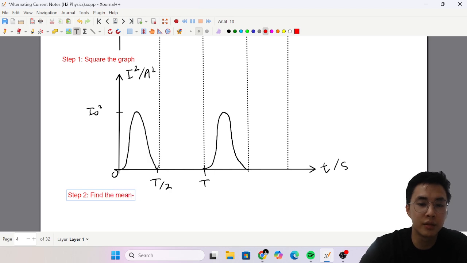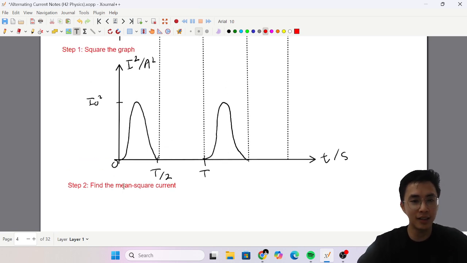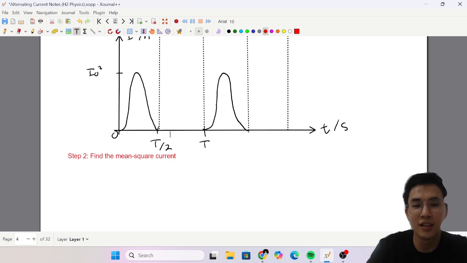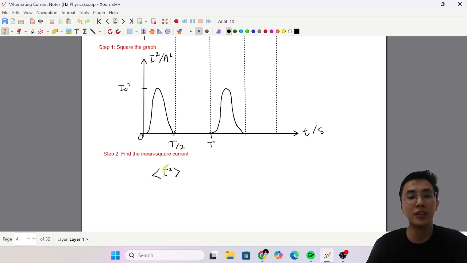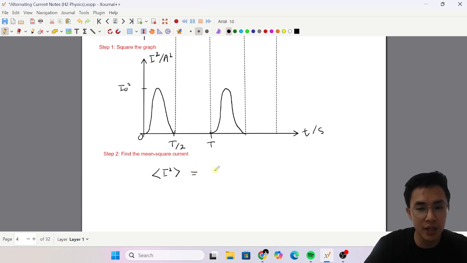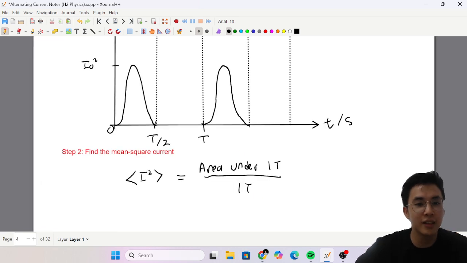Find the mean square current. Basically, after step 1 of squaring, the next thing is to find the mean. That's it. Finding the mean is easy. Remember, the mean square current means the mean of the square current. We've already squared the current graph, so the mean is just the area under 1 period divided by 1 period. And here's the fancy thing. This is still a sine squared graph, so it's very easy to find the mean. I hope you agree with me.